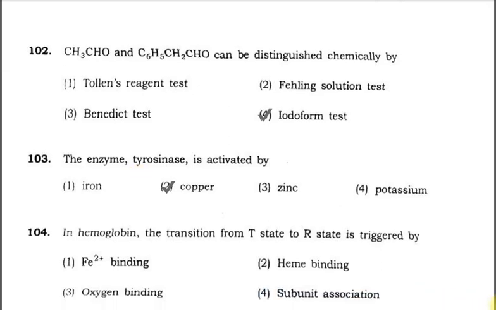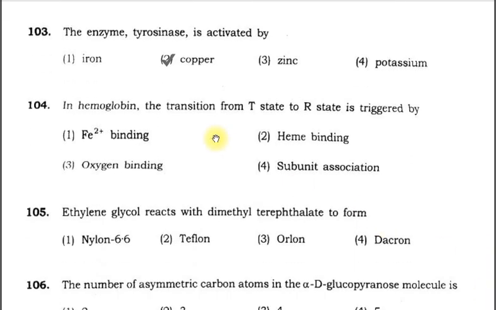Question number 104. In hemoglobin, the transition from T state to R state is triggered by: Fe2+ binding, heme binding, oxygen binding, subunit association. The correct answer is number 3, oxygen binding. In hemoglobin, the transition from the T state to the R state is triggered by binding with oxygen.